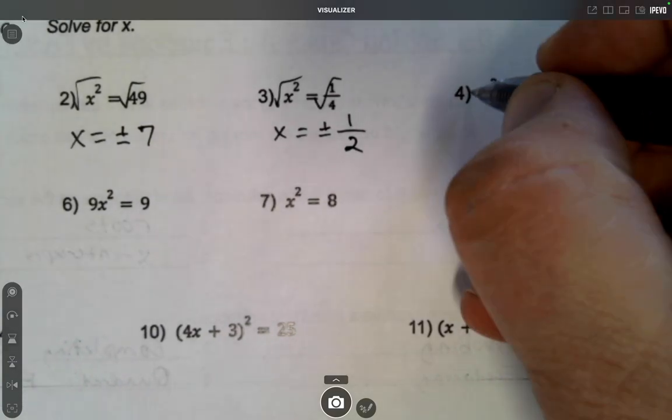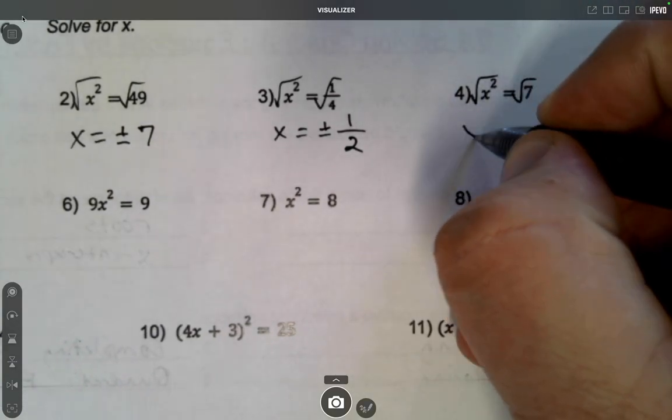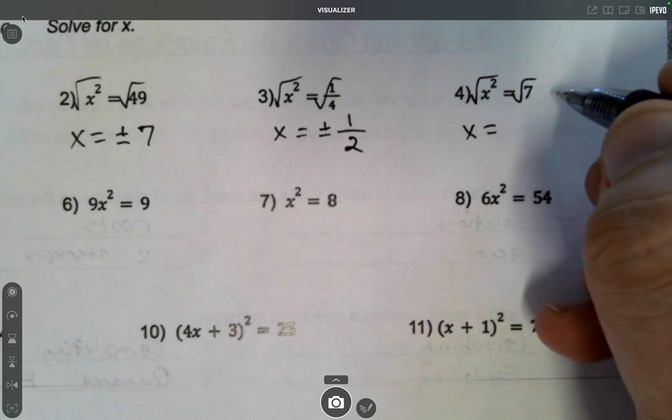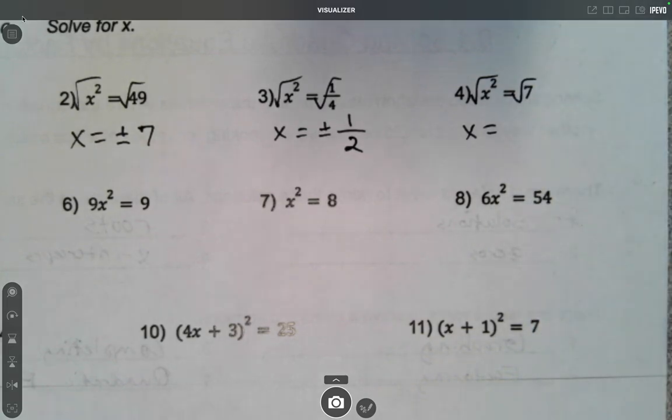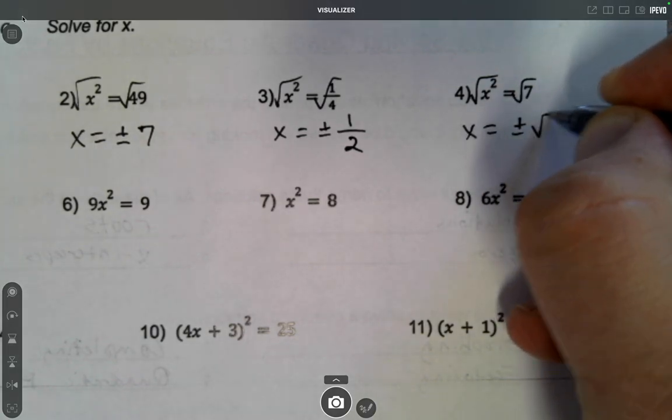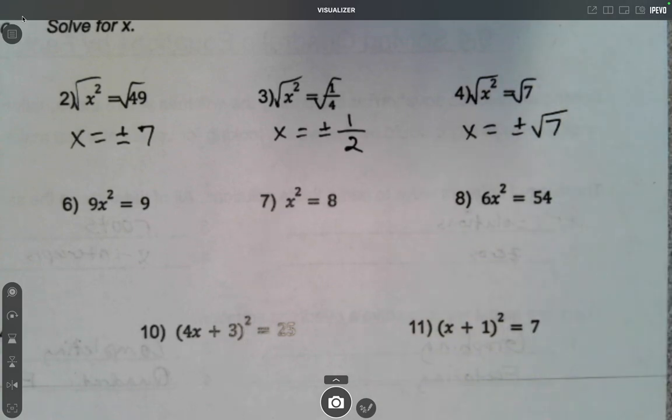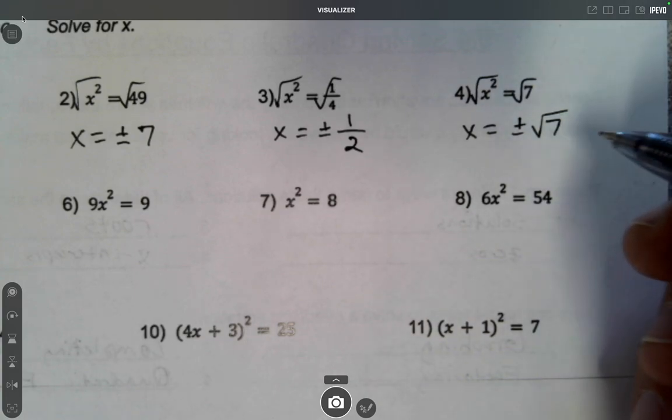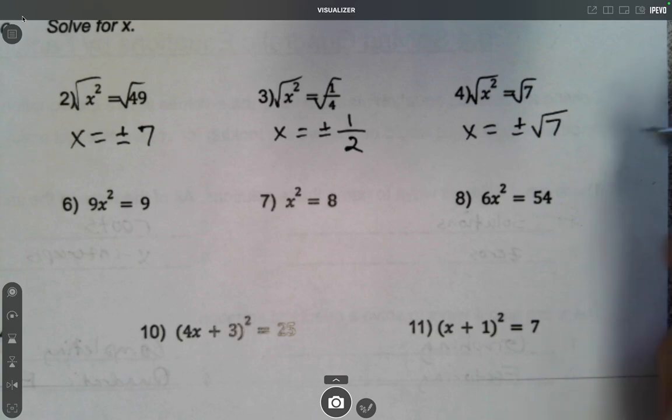Here, we take the square root of both sides. We get x. And there is no whole number. The square root of 7 is not a whole number. So we can just leave it as the square root of 7. This is a more exact way to write the answer than giving the decimal form, so I'd prefer you just leave it as the square root of 7.